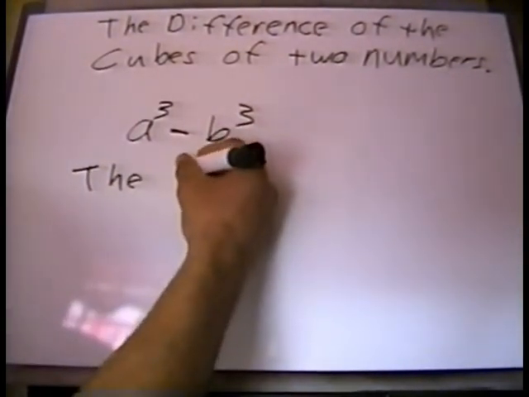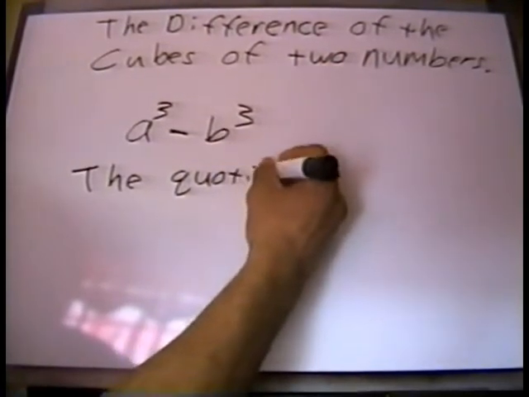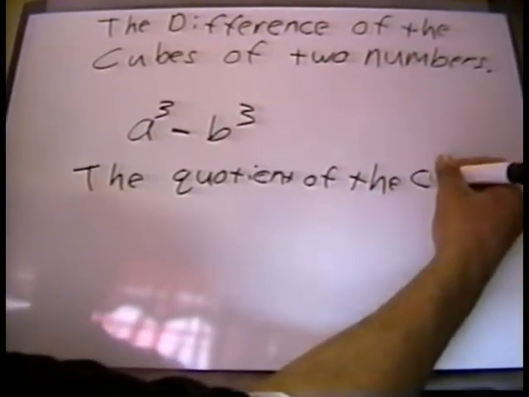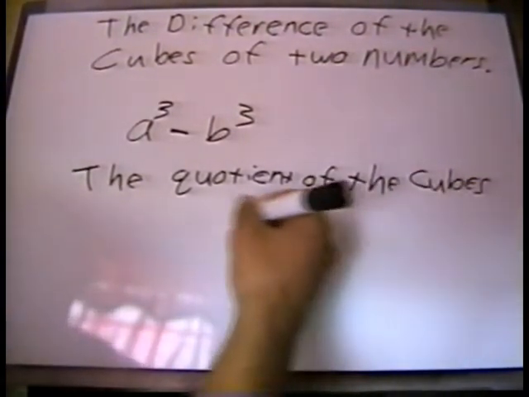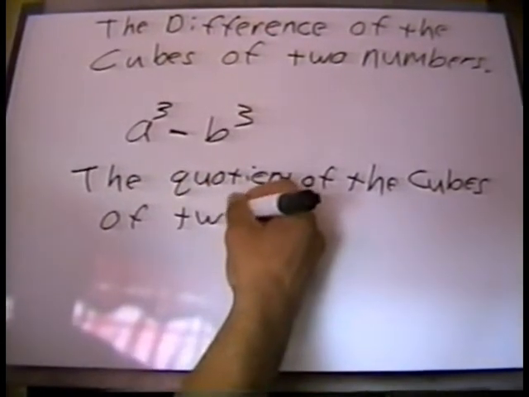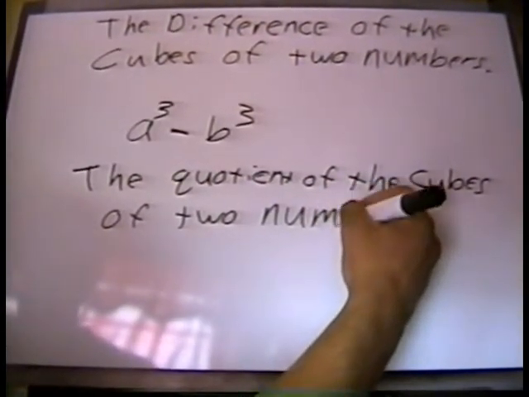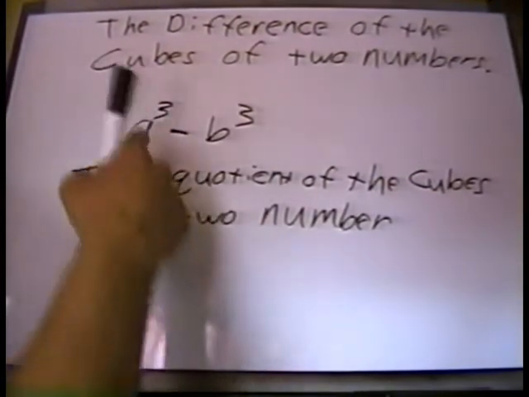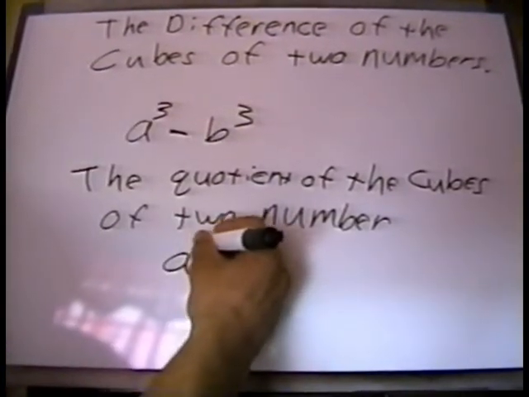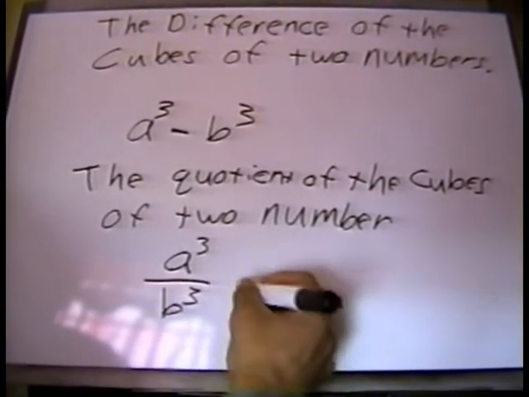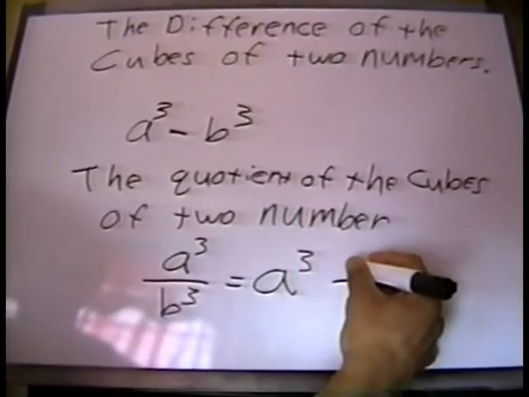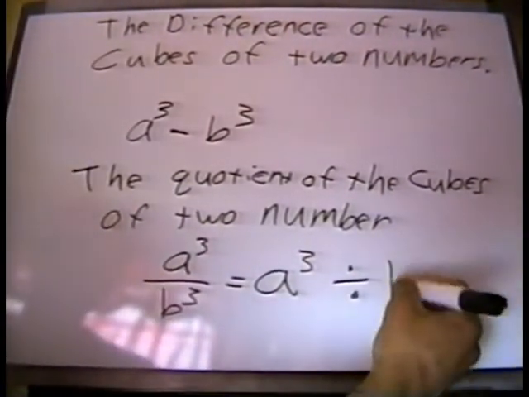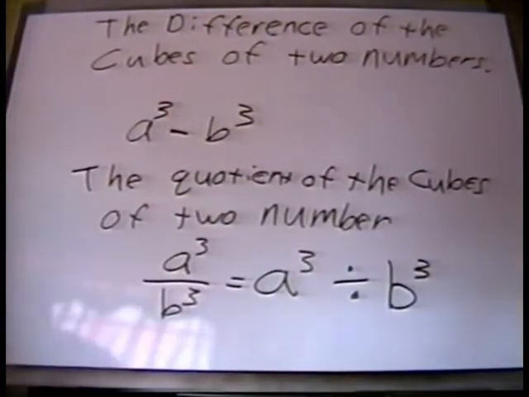And the quotient of the cubes of two numbers. The quotient of the cubes of two numbers. So that's the cubes of two numbers right there. So the quotient will be, if you divide them, okay?